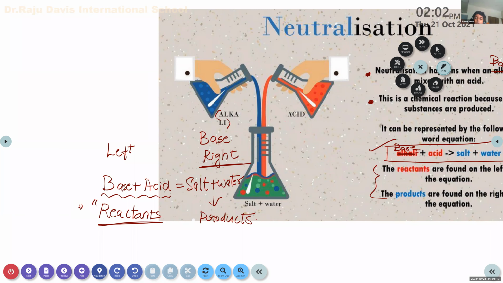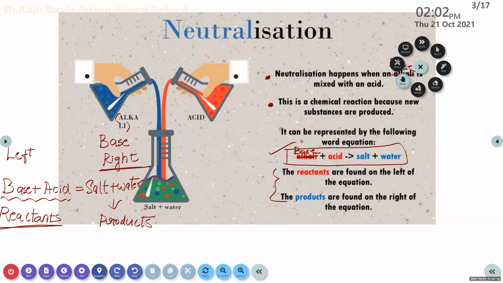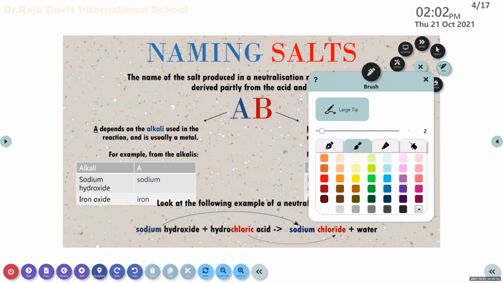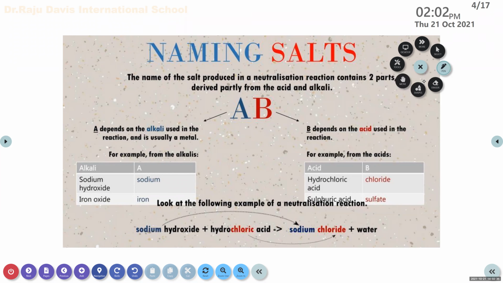All right, now we can move to the next slide. So here we have naming salt, because we want to know what type of salt is formed after each reaction. That is what we are going to discuss next. The type of salt that is formed after each reaction depends upon the nature of the acid and that of the alkali. For example, here we have two types of reactants.